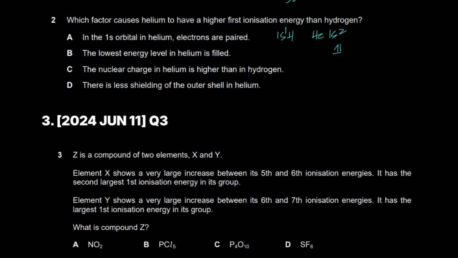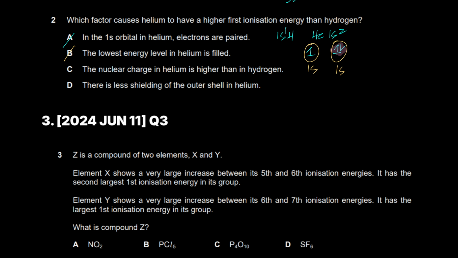Sir, hold up. Are you joking? I know helium has paired electron, but paired electron results in lower first ionization energy because of spin pair repulsion. So that's not the reason why helium has a higher first ionization energy. If you just look at this factor alone, then helium should have a lower ionization energy, but that's not the case. The lowest energy level in helium is filled. What the hell? Why? Because the lowest energy level in hydrogen is also filled, in helium is also filled. They are both 1s and 1s. So that's not the reason why it has the higher ionization energy.